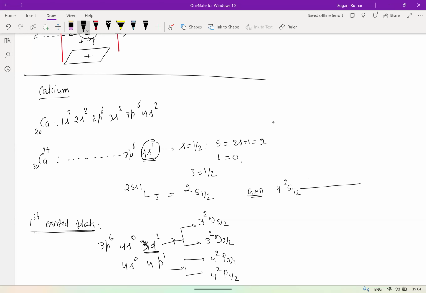Okay. So you do a little bit of spectroscopy, and you will find the energy levels also. And what you find here is that these two D levels lie here. That is the 3 2D lower.